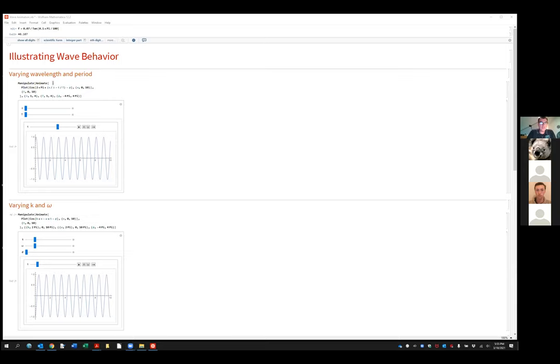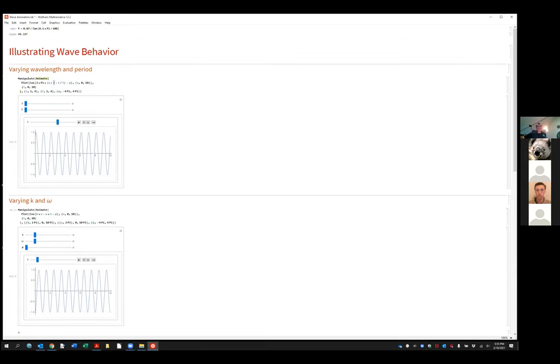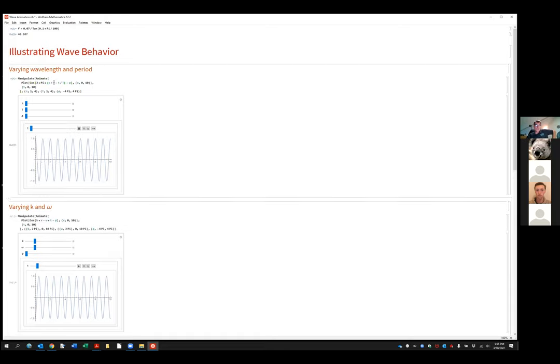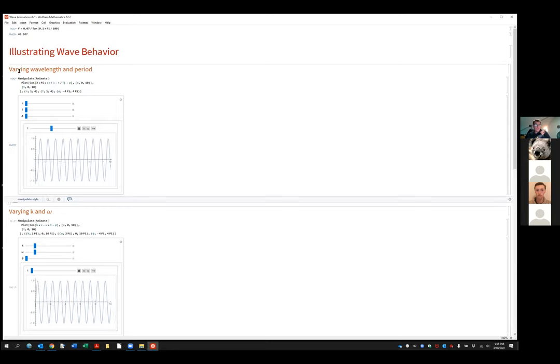Wave animation, it's called. So go ahead and open that. And once you've got it open, just hit Shift Enter. And an animation will start.